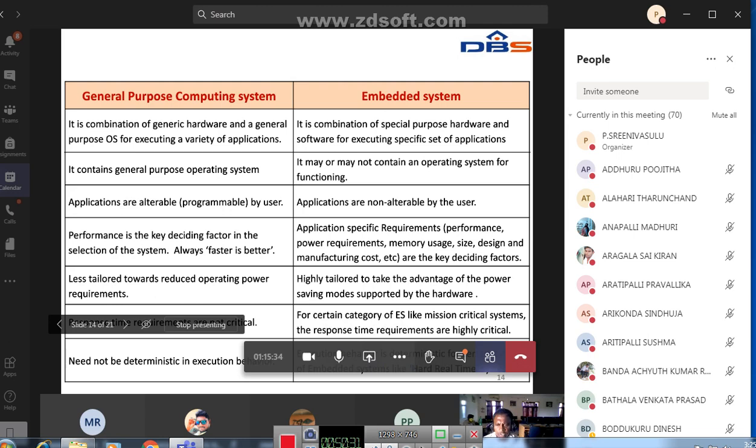General purpose systems need not be deterministic in their execution behavior.